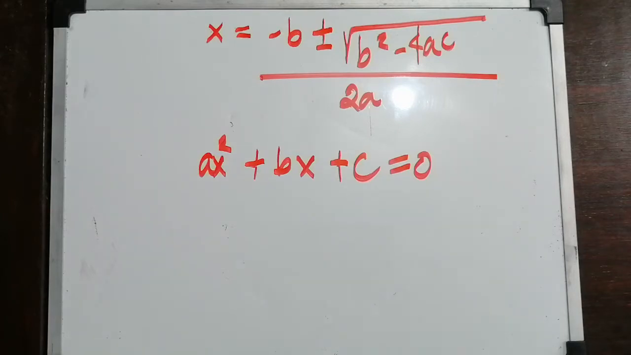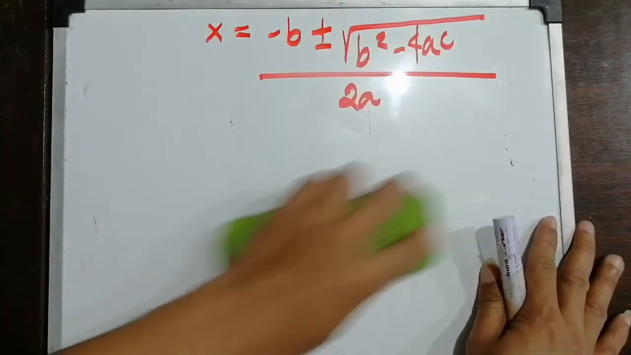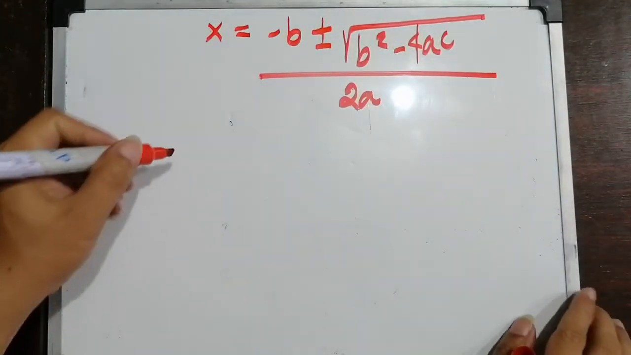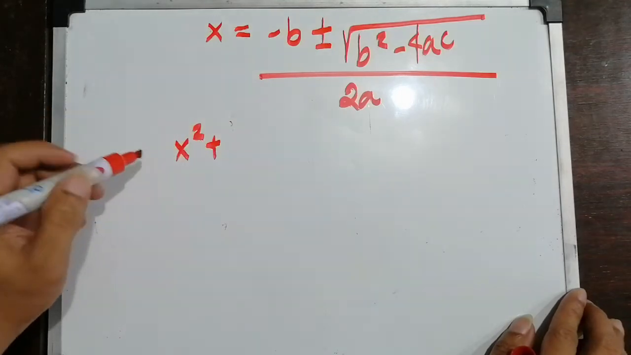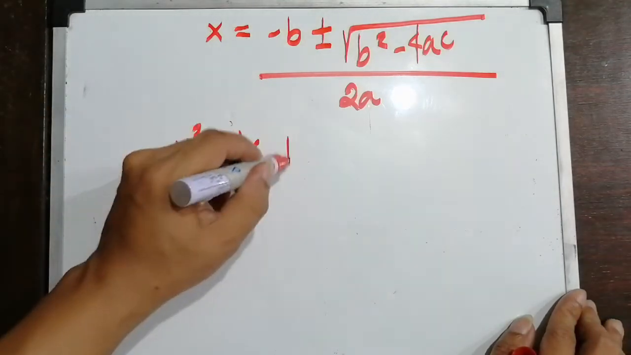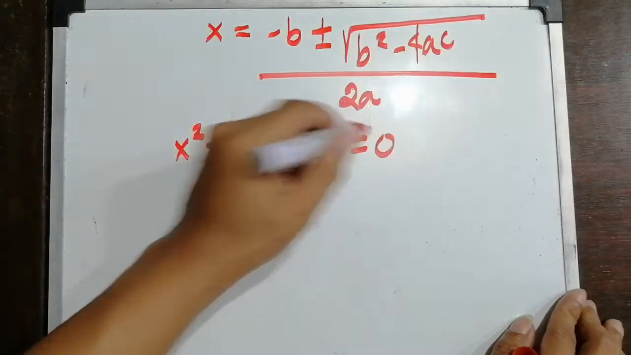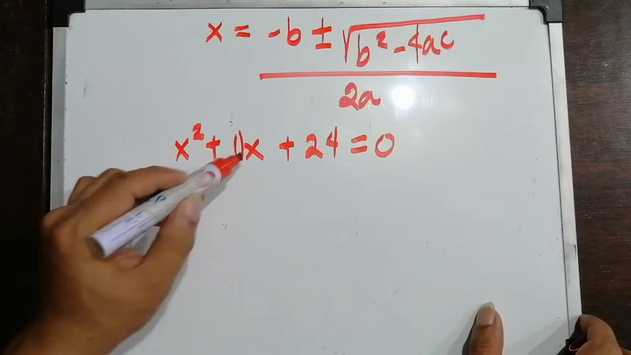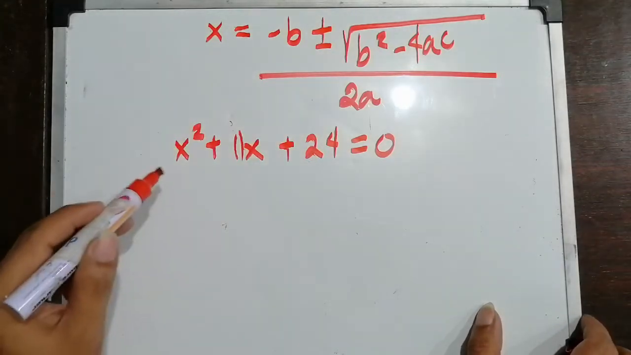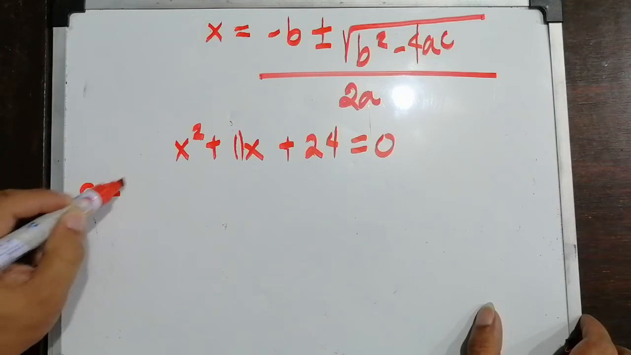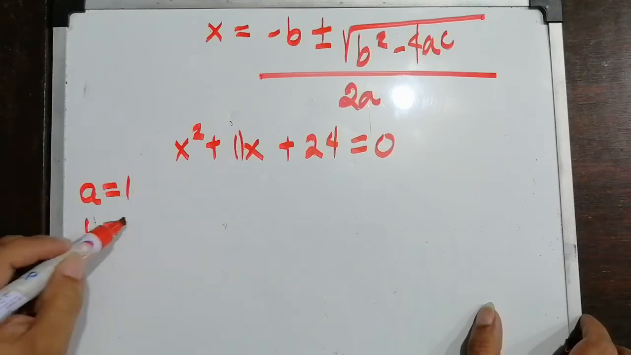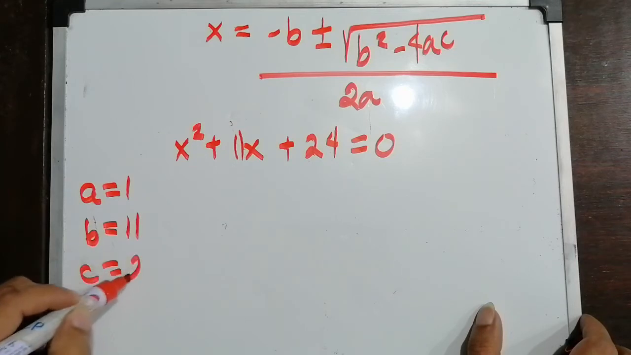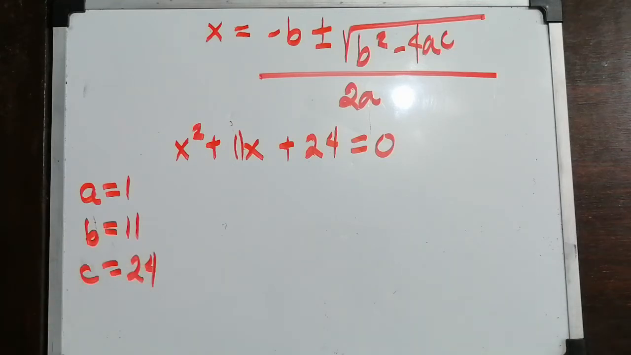Okay? So I will give you an example. x square plus 11x plus 24 equals 0. Okay, so mas madali itong gamitin yung quadratic formula kasi medyo mahaba lang. Okay, so a, b, c dapat sa standard form. So a ay 1, b ay 11, c ay 24. Okay? Tapos, substitute natin doon sa mga variables.